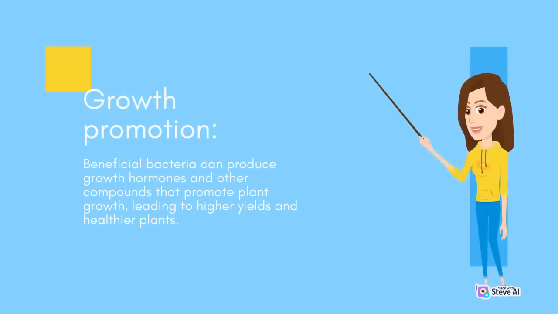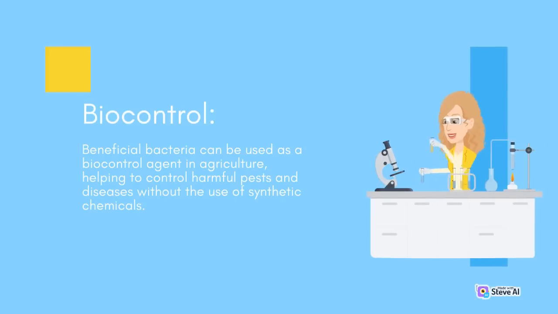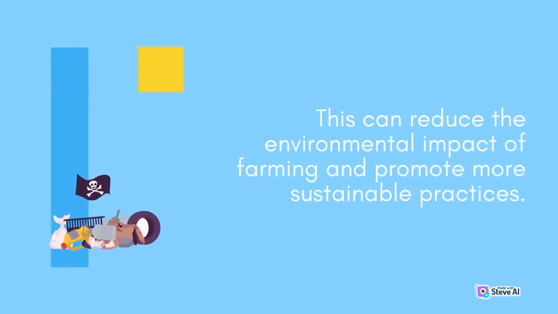Growth promotion. Beneficial bacteria can produce growth hormones and other compounds that promote plant growth, leading to higher yields and healthier plants. Biocontrol. Beneficial bacteria can be used as a biocontrol agent in agriculture, helping to control harmful pests and diseases without the use of synthetic chemicals. This can reduce the environmental impact of farming and promote more sustainable practices.